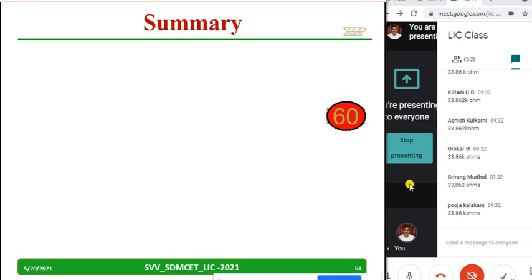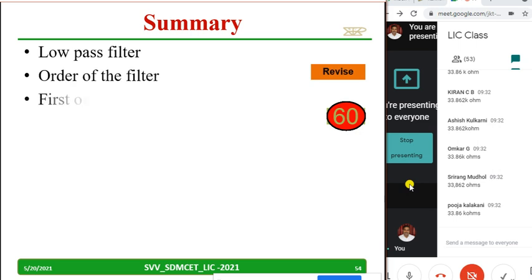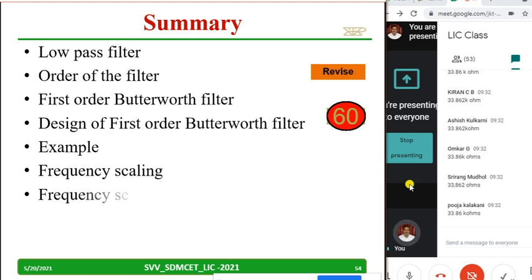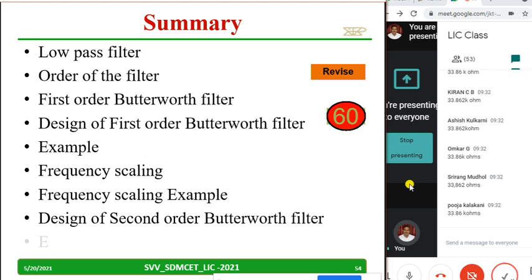Whatever we have discussed so far, summary I am showing you. Just revise: a low pass filter, order of the filter, first order Butterworth filter, design of first order Butterworth filter we have discussed, examples we have discussed, frequency scaling with example we have discussed, design of second order Butterworth filter we have discussed, with example how to design also we have discussed. Just go through what all we have discussed so far.